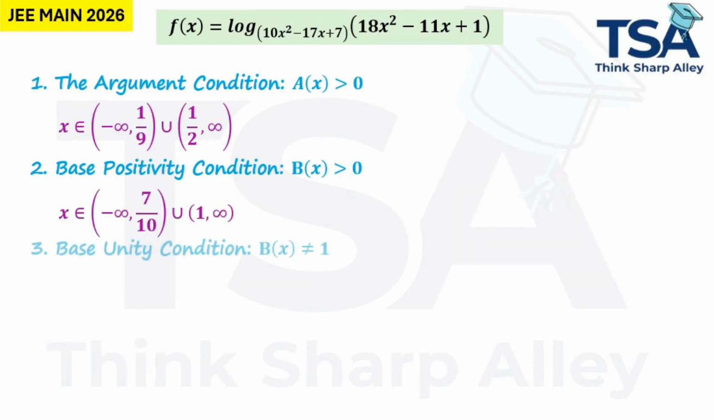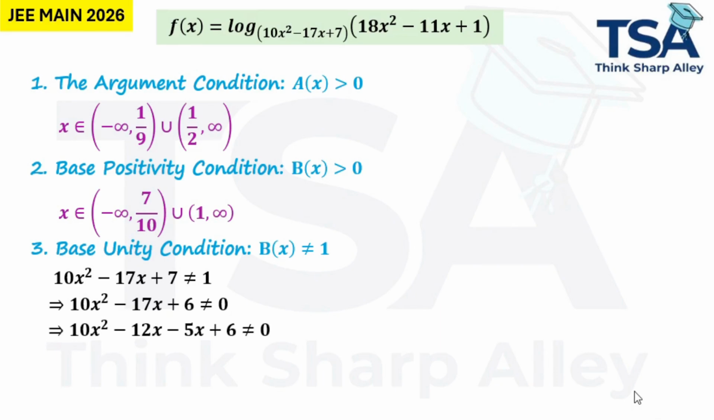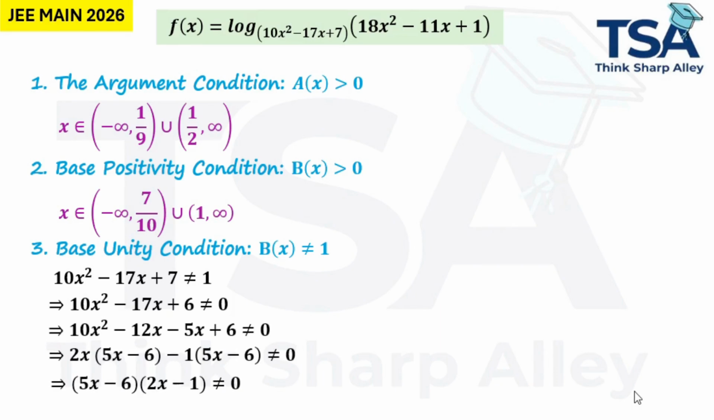Third is the base unity condition, where the base can never equal 1. So taking 1 on the left hand side, we get this, and then let's factor the quadratic equation. This gives two values that x cannot be, which is half and 6 by 5. And now comes the final computation to find the intersection.